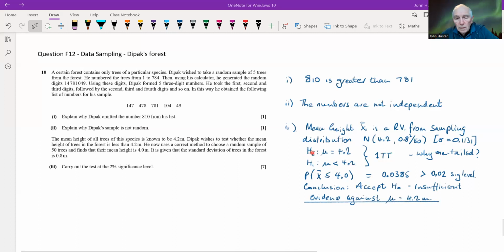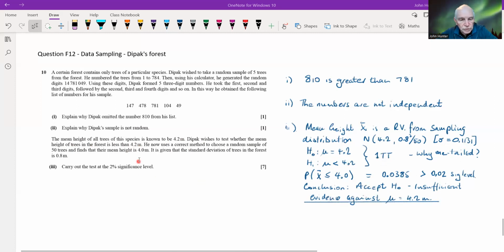Now, our null hypothesis is going to be 4.2 because he says it's known to be 4.2, but he's trying to establish whether or not it's different for this particular forest. So that will be our null hypothesis, and we're going to do a one-tailed test. Why one-tailed? Well, because he wishes to test whether the mean height of trees in the forest is less than 4.2 meters. So the alternative hypothesis is less than 4.2, which leads us to a one-tailed test.